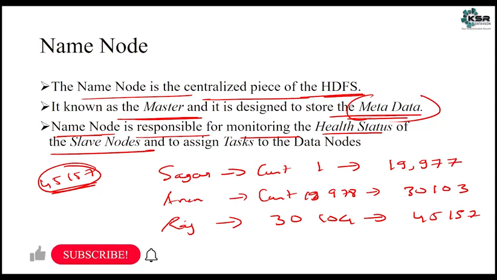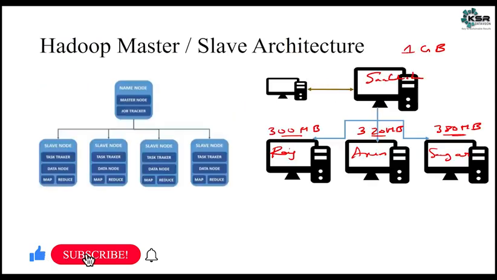But the problem is, Arun, Raj, and Sagar are working here and I am in Bangalore. I don't know where these guys are sitting. I don't know where Raj is sitting. I don't know where Sagar is sitting. I don't know where Arun is sitting. Okay, now let me call out. Raj, are you there?